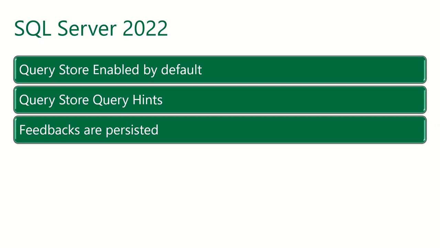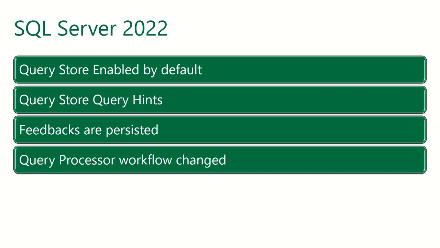On SQL Server 2022, the feedbacks are persisted. Where are these feedbacks persisted? Inside query store. So query store is evolving to not be only a history of queries anymore. It's evolving to become an active part of the query processing system inside SQL Server.